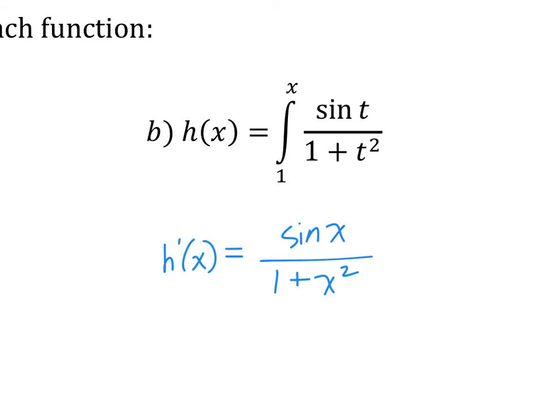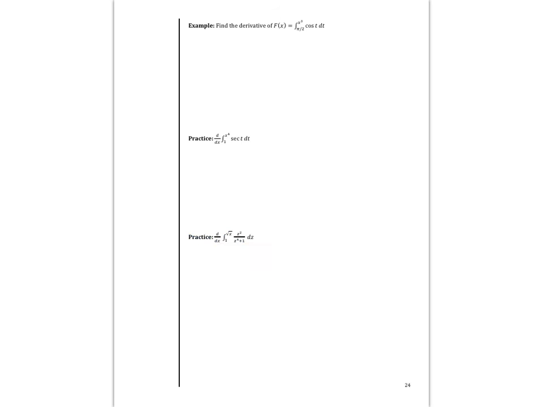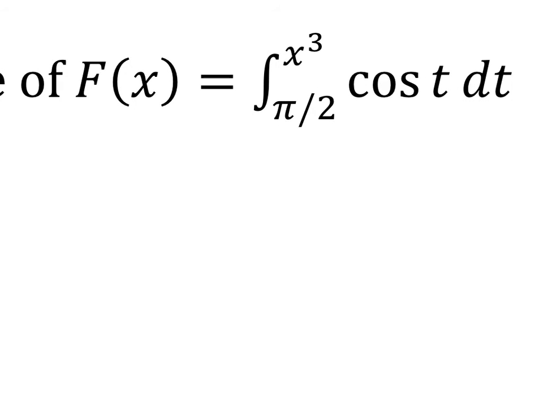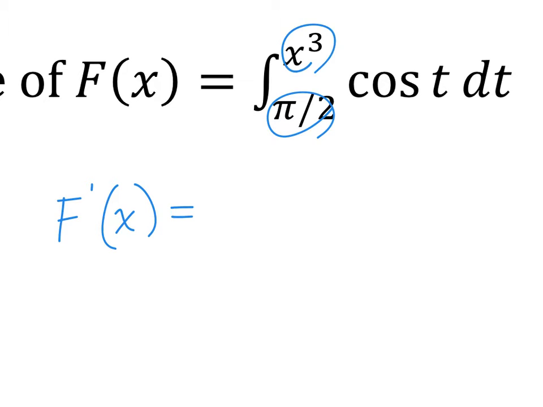Now another example. What happens if we have this? This is not x anymore. This is x cubed. So just plug x cubed into it. That's a very good suggestion. When we take the derivative of this, it's the same idea. Again, the lower limit is a number, the higher limit is a variable. So we're just going to plug it in.